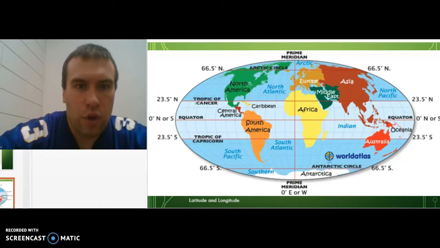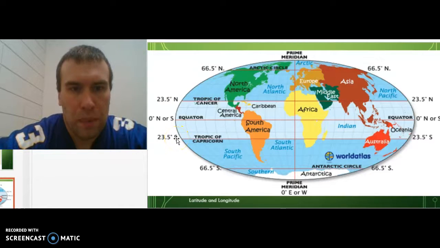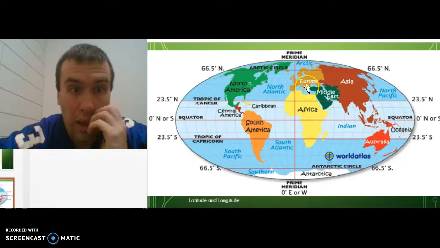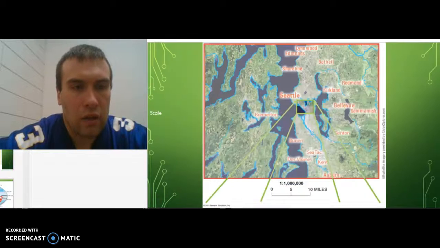You can also see two other important lines to be aware of. Here's the Tropic of Cancer at 23.5 degrees north, and south is the Tropic of Capricorn. So north and south are measured by lines of latitude, and the prime meridian measures east and west, approximately in degrees. I was thinking of time zones in my head for a second. Sorry. So if I go back, there's latitude and longitude.